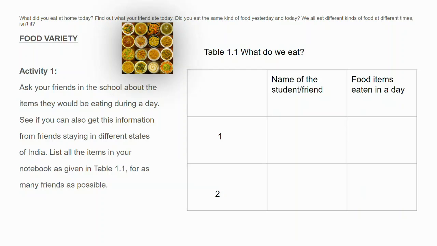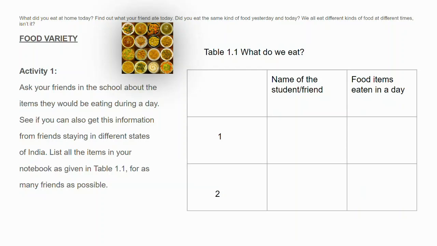Food variety. Activity 1. Ask your friends in the school about the items they would be eating during a day. See if you can also get this information from friends staying in different states of India. List all the items in your notebook as given in Table 1.1 for as many friends as possible.